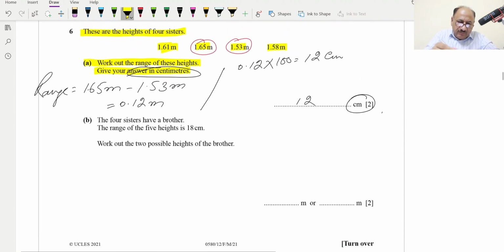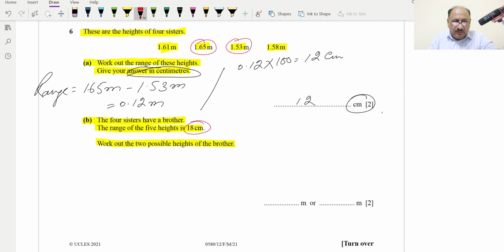Now they are saying for B part, the 4 sisters have a brother. The range of the 5 heights is 18. Work out the 2 possible heights of the brother. So range is 18 centimeters. So this is in centimeters.